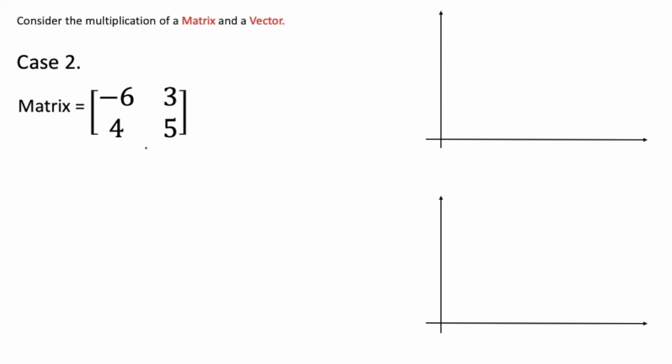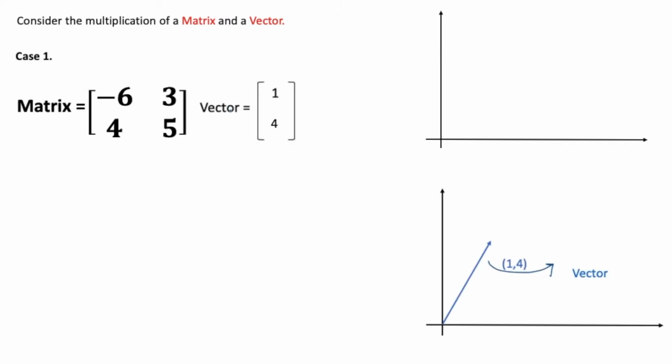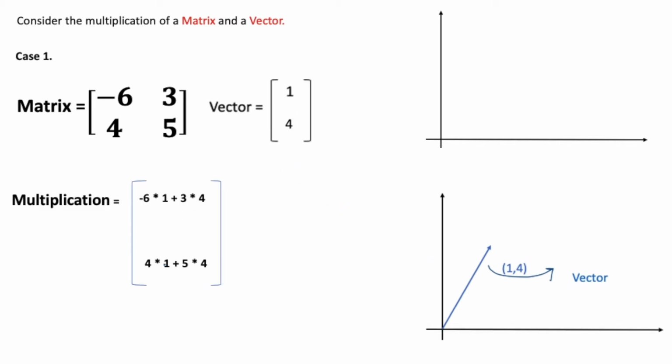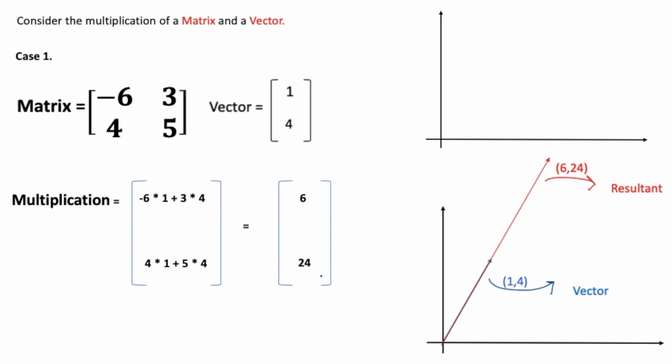In case 2 we have the same matrix and we'll multiply it with another vector which is 1 4. Earlier we had 1 3, now we have 1 4. I have plotted this vector and now we will multiply these two and plot the resultant. I am doing the multiplication. Now this is our resultant. I have plotted it here. You can see the resultant is nothing but the scaled version of our original vector without any rotation, because there is no rotation of the original vector.